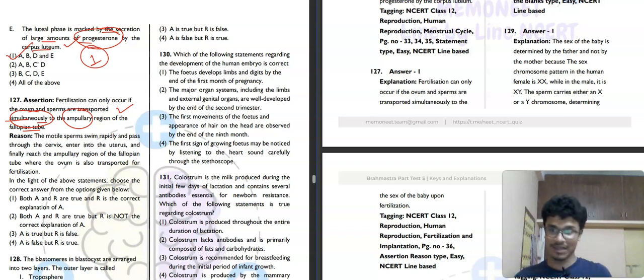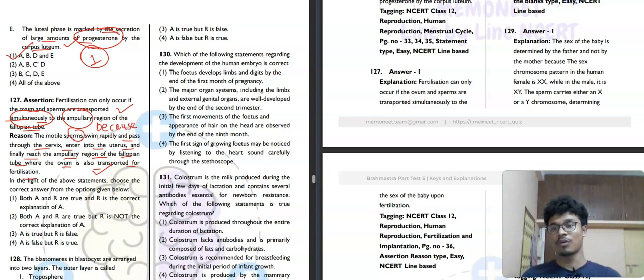The reason is given: the motile sperms swim rapidly and pass through the cervix, enter into the uterus, and finally reach the ampullary region of the fallopian tube, where the ovum is also transported for the fertilization. So now we will follow the traditional method of proving. This student is also correct, as the reason and assertion are correct. So now we will put a because here. Because. Now let's read the statement.